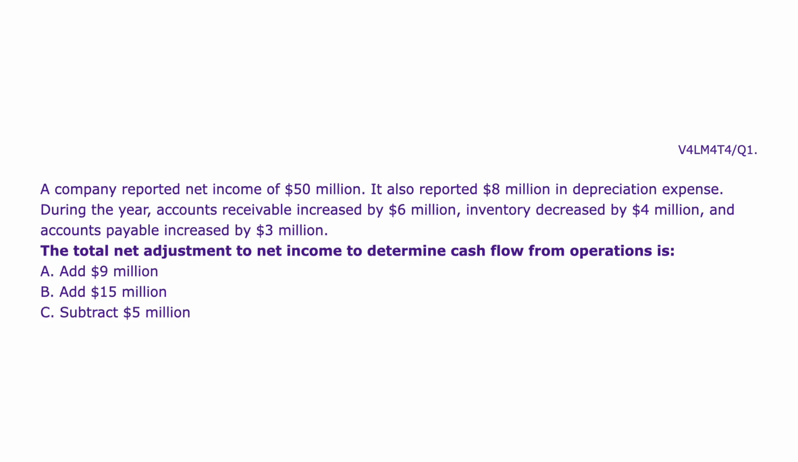During the year, accounts receivable increased by $6 million, inventory decreased by $4 million, and accounts payable increased by $3 million. The total net adjustment to net income to determine cash flow from operations is: A. Add $9 million. B. Add $15 million. C. Subtract $5 million.